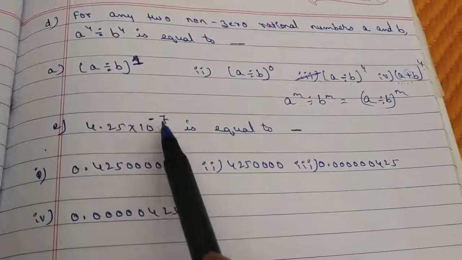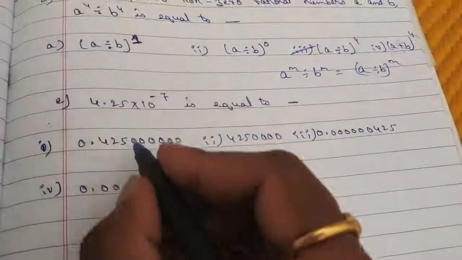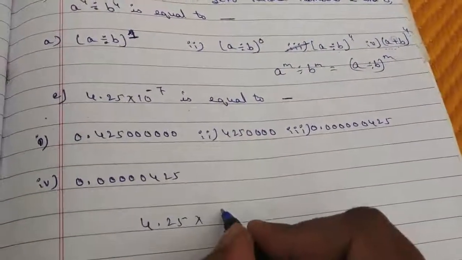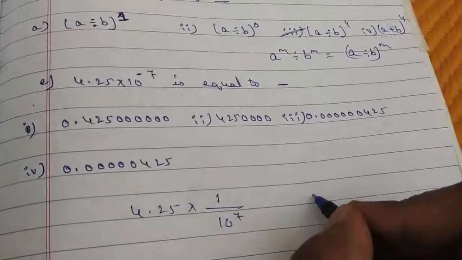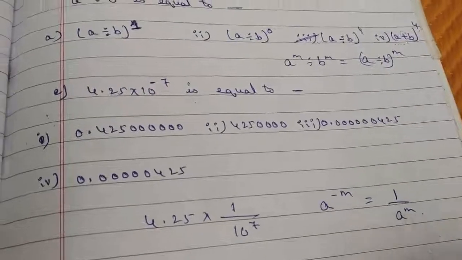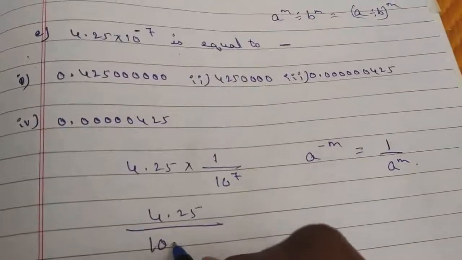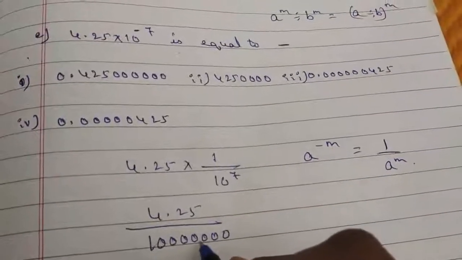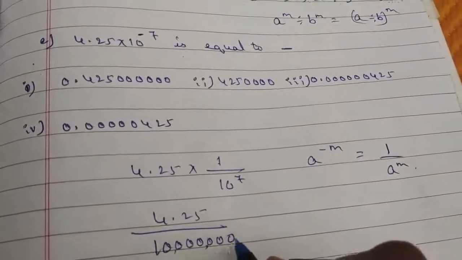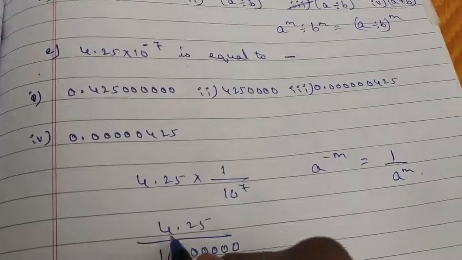Now E. 4.25 into 10 to the power of minus 7 is equal to dash. So 4.25 into 10 to the power of minus 7 can be written as 4.25 by 10 to the power of 7, because we know that a to the power of minus m is nothing but 1 divided by a to the power of m. So 4.25 divided by 7 zeros, that is 10 million. Since we have 7 zeros in the denominator, the point will shift from right to left by 7 digits.